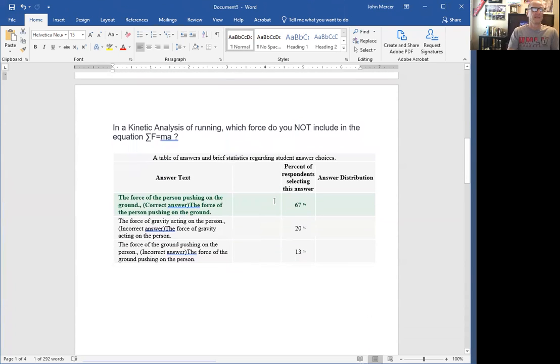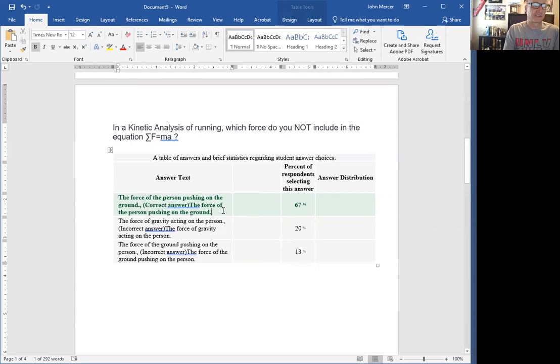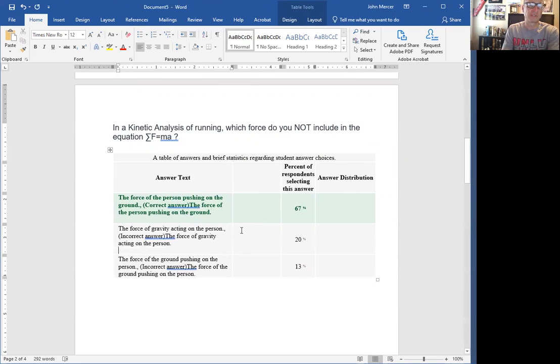All right, next question. In the kinetic analysis of running, which force do you not include in the equation of F equals sum of forces equals ma? The whole point of this question is to make sure we're understanding Newton's second law, which emphasizes when we do a kinetic analysis, we only identify the forces acting on the person, not by the person in the case of running here. So although we may be interested in how much force the muscles are generating to push on the ground, to use Newton's second law, we actually measure the force from the ground pushing on the person, and we put that in our kinetic analysis equation.